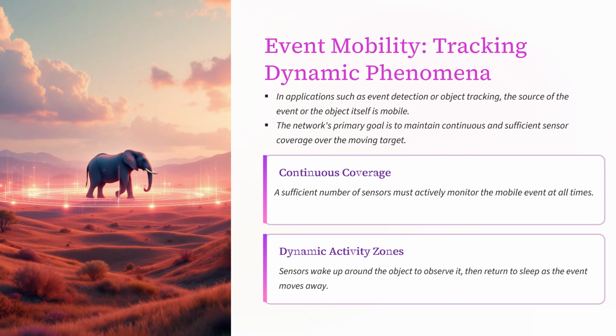So if the event is the moving of an elephant, here you can see continuous coverage. Sufficient number of sensors must actively monitor the mobile events at all times. So this has to be taken care of. And here the dynamic activity zones have to be designed based upon the sensors. The sensors will wake up around the object to observe it, and once the elephant moves away from the vicinity of the sensor, it gets into sleep mode.